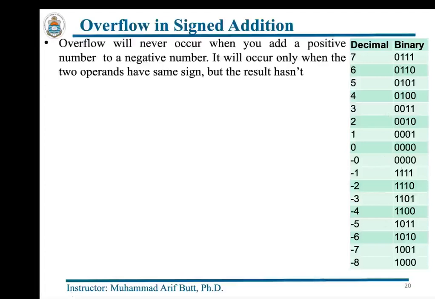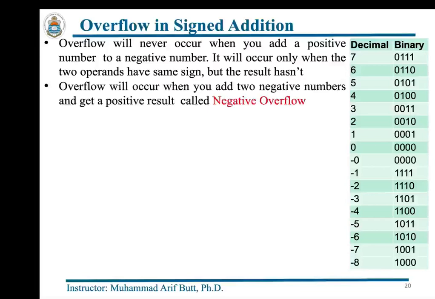Well, overflow will never occur when you add a positive number to a negative number. It will occur only when the two operands have the same sign, but the result hasn't. Well, this is quite simple. Read it again. When you add a positive number with a negative number, overflow will never occur. And this is quite natural. It will occur only when you will be adding two positive numbers or two negative numbers. And you can detect that if you add two positive numbers and the result is negative, you say that an overflow has occurred, and vice versa.